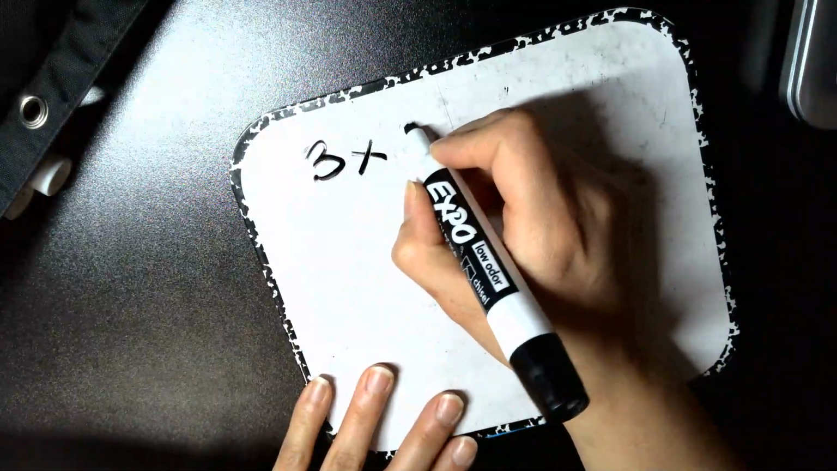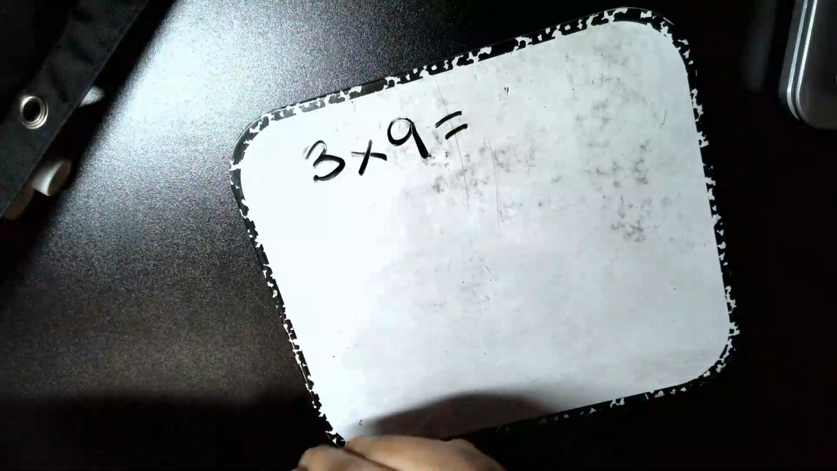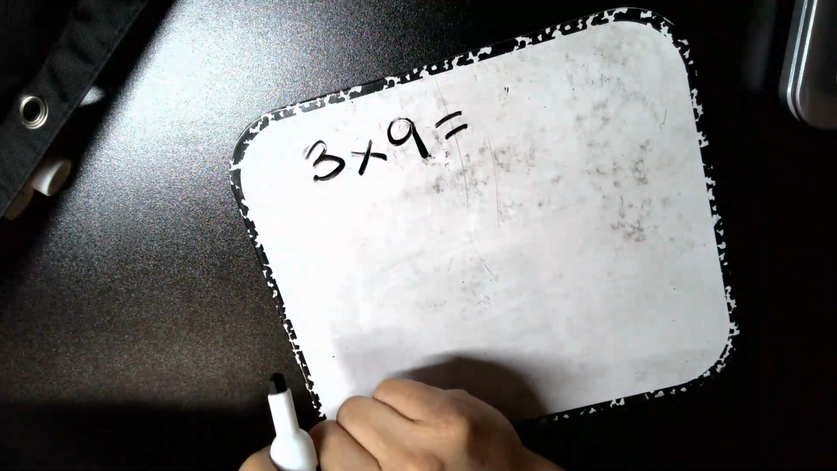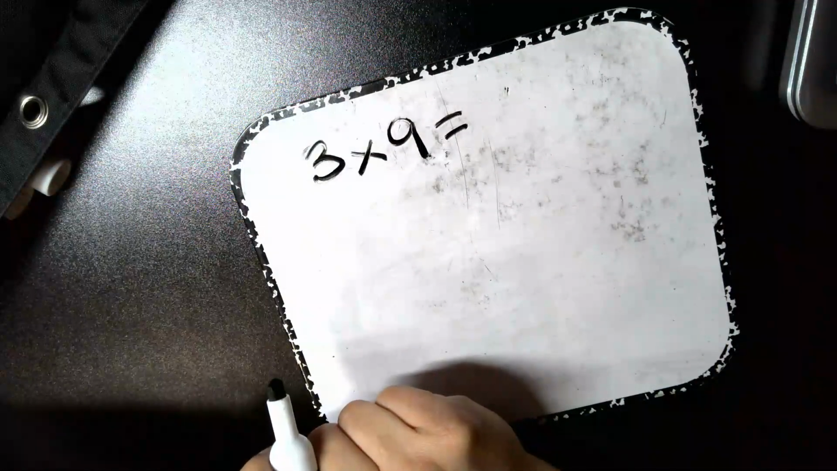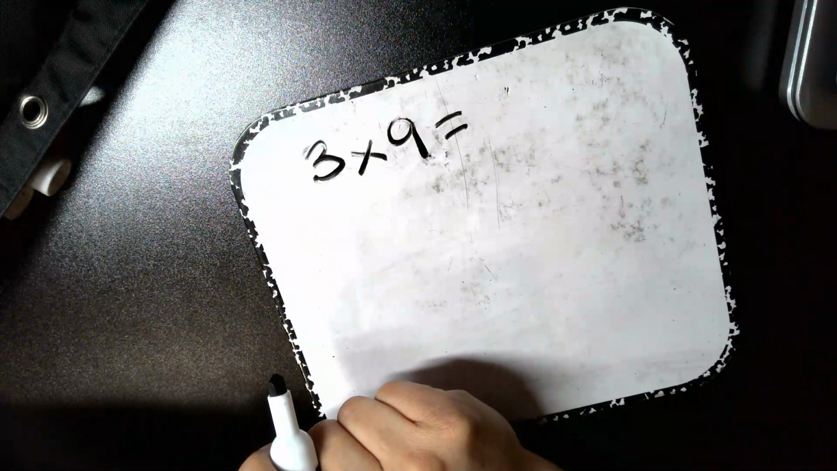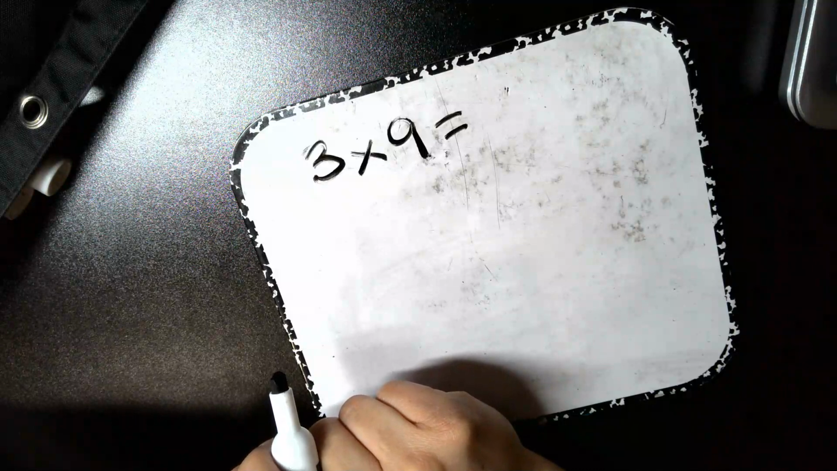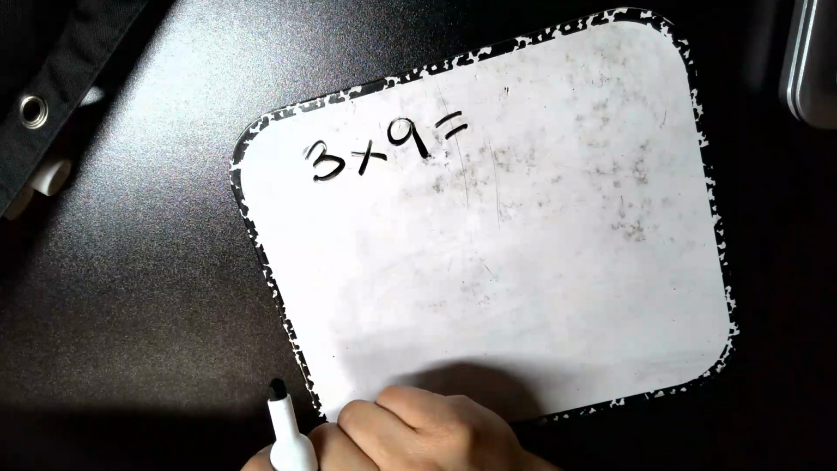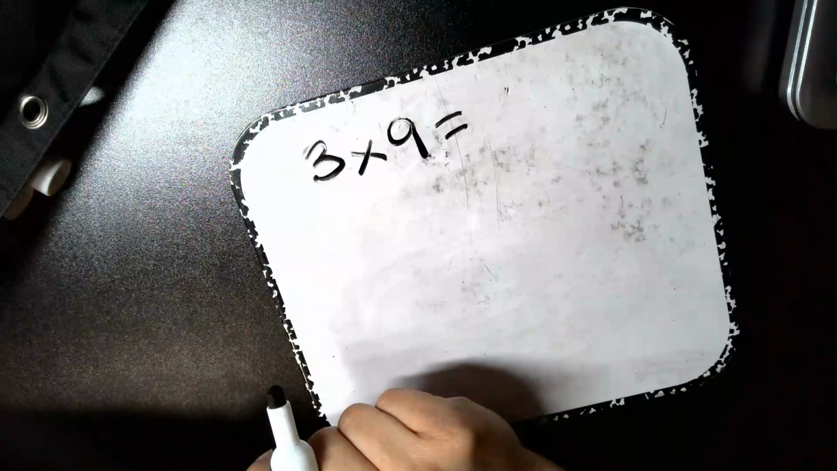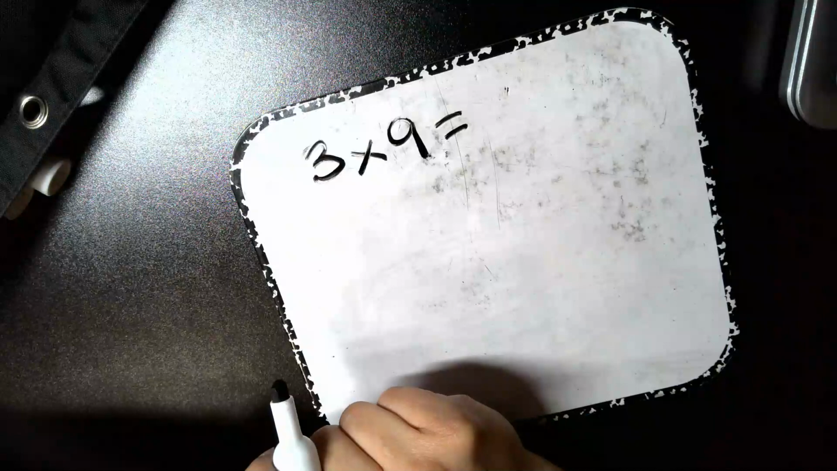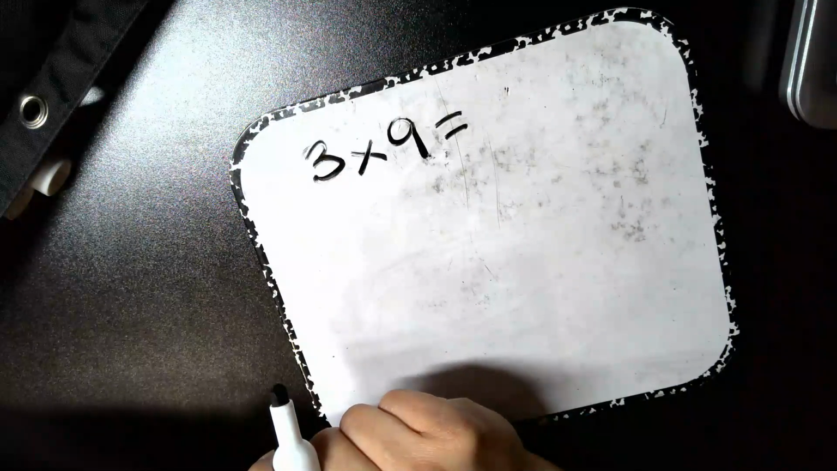times, let's say, 9. Okay, so when we do 3's, the 3's are something that we just kind of have to learn. The 4's you can do some tricks with, but it's really just the 3's that you have to know, and the 7's and the 8's are the ones that you have to know the most. You can do some tricks.